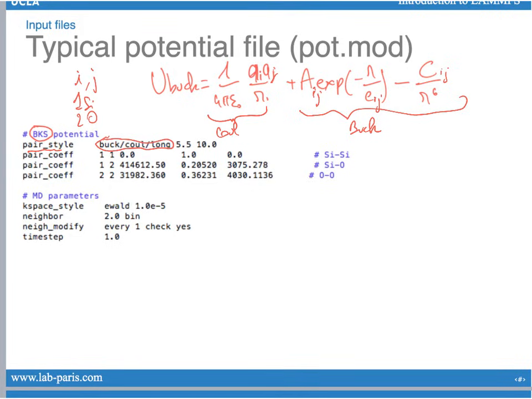Here we specify two parameters, which are the cutoffs. The first one is the distance cutoff for the Buckingham interaction. The second number is the cutoff for the Coulombic interaction. What does this cutoff mean? It means that if two atoms are further away than, for example, 5.5 angstrom, which is the first cutoff, then we consider that the Buckingham energy term is just going to be 0. This is to save some time.